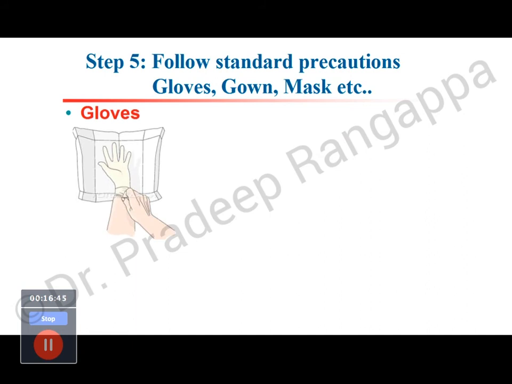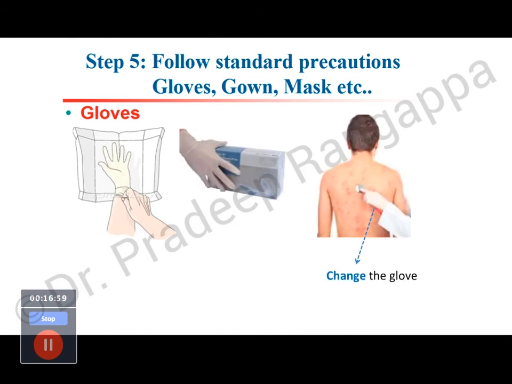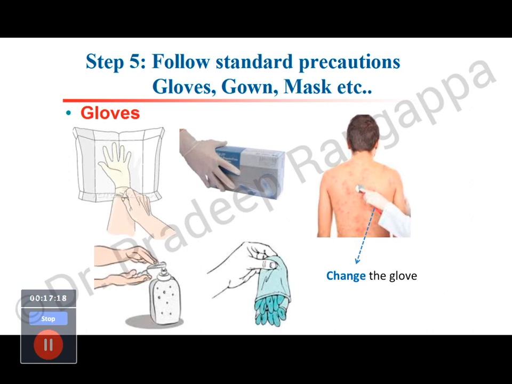And step 5 is to have all the universal precautions, which is gowns, gloves, eye masks, and other appropriate measures. So gloves have to be utilized for examining any patient where there is increased potential or risk of infection. And after examining such an infected patient, the gloves have to be promptly removed and discarded, and again cleaned with chlorhexidine.